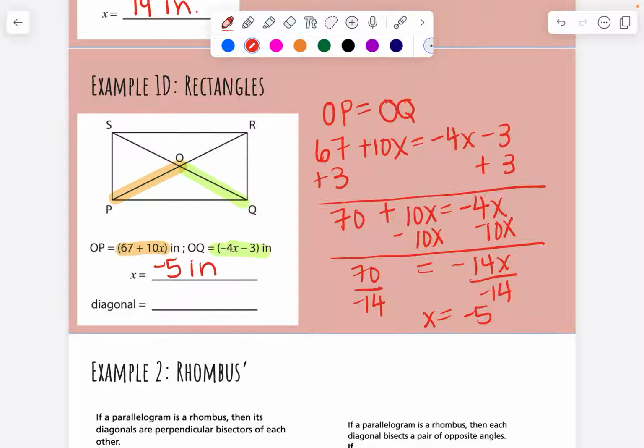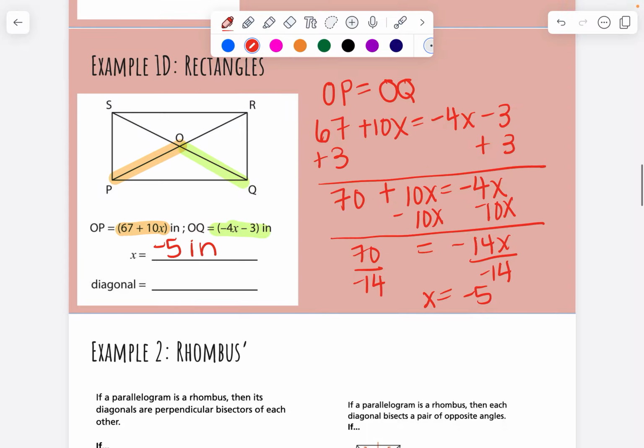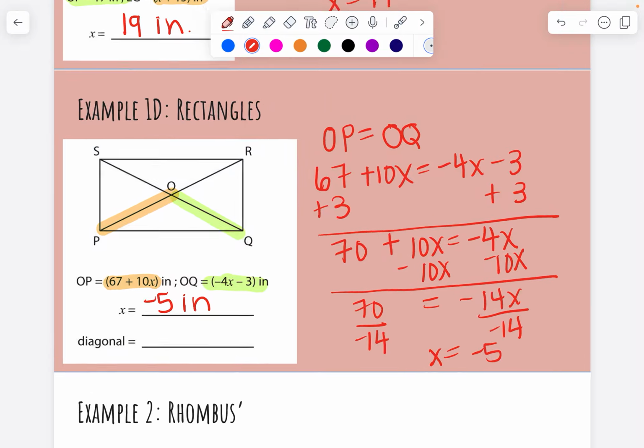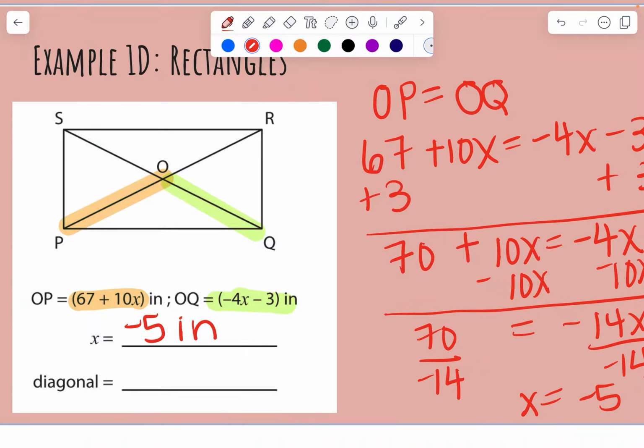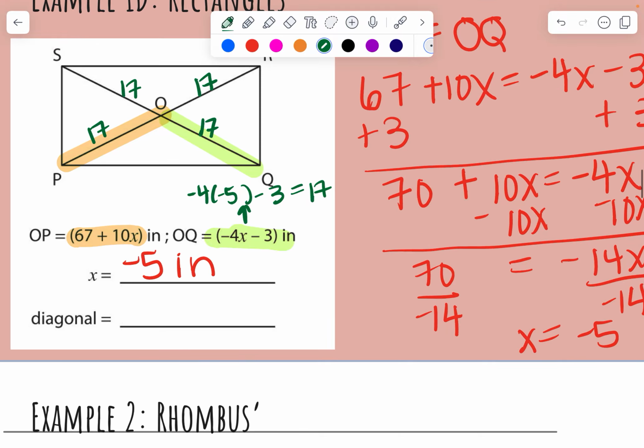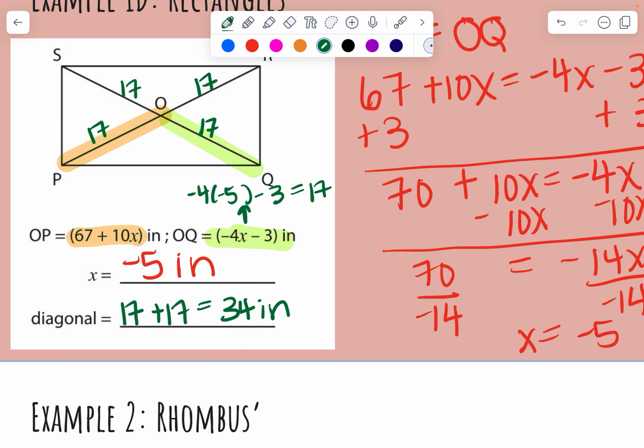The whole diagonal then, if I figure out what one of these equals, so let's say I figure out what OQ equals, now that I know x is negative 5, negative 4 times negative 5, take away 3 is 17. So I know each part here is 17, which means the whole diagonal then is 17 plus 17, which is 34 inches.